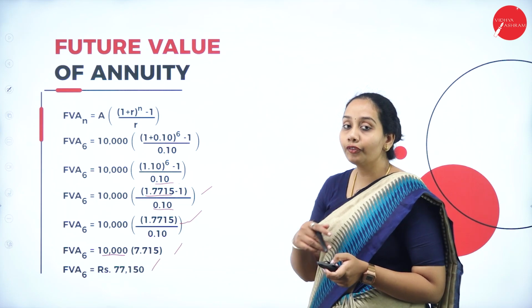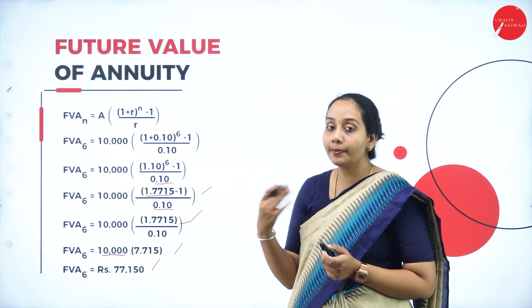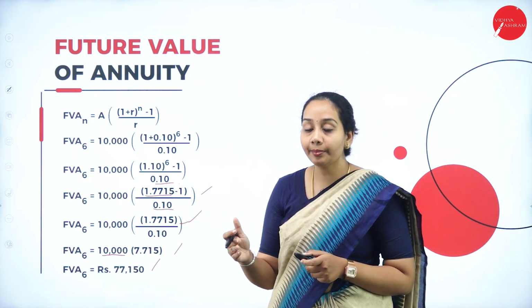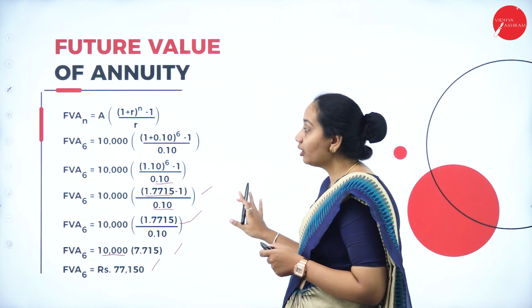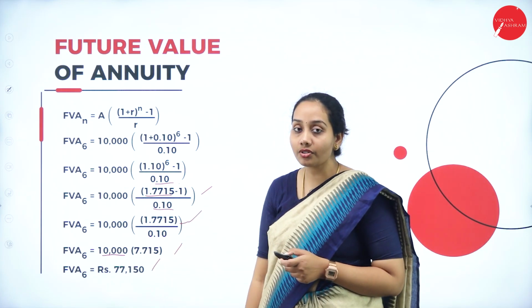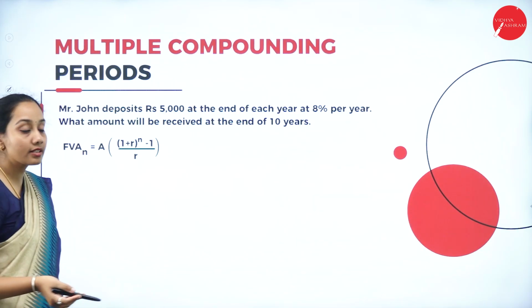77,150. So if the amount 10,000 has been deposited every year for 6 years at an annual interest of 10% per annum, the total maturity value the person is going to get is rupees 77,150.